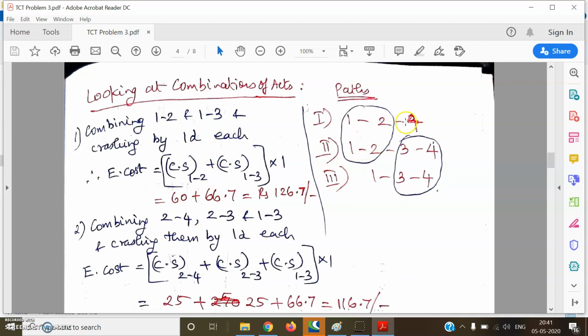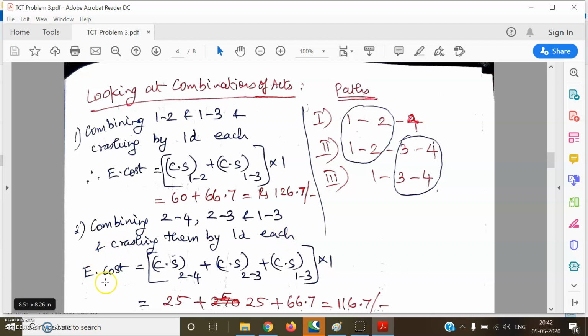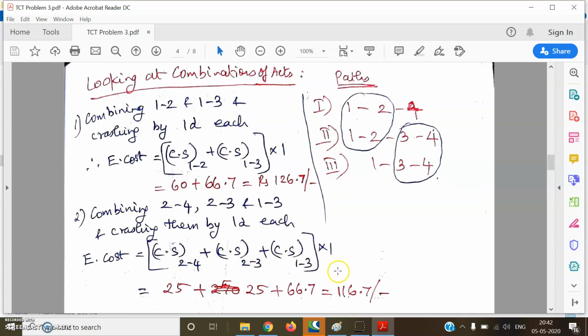Now we'll go to the second combination, wherein instead of taking 1, 2 for the first and second path, I take 2, 4 along the first path, 2, 3 along the second path, and 1, 3 along the third path. So this is the second combination: 2, 4, 2, 3 and 1, 3, crashing them by 1 day each. The extra cost is going to be cost slope of 2, 4 plus cost slope of 2, 3 plus cost slope of 1, 3 multiplied by 1 day. So the extra cost comes to 116.7 rupees.